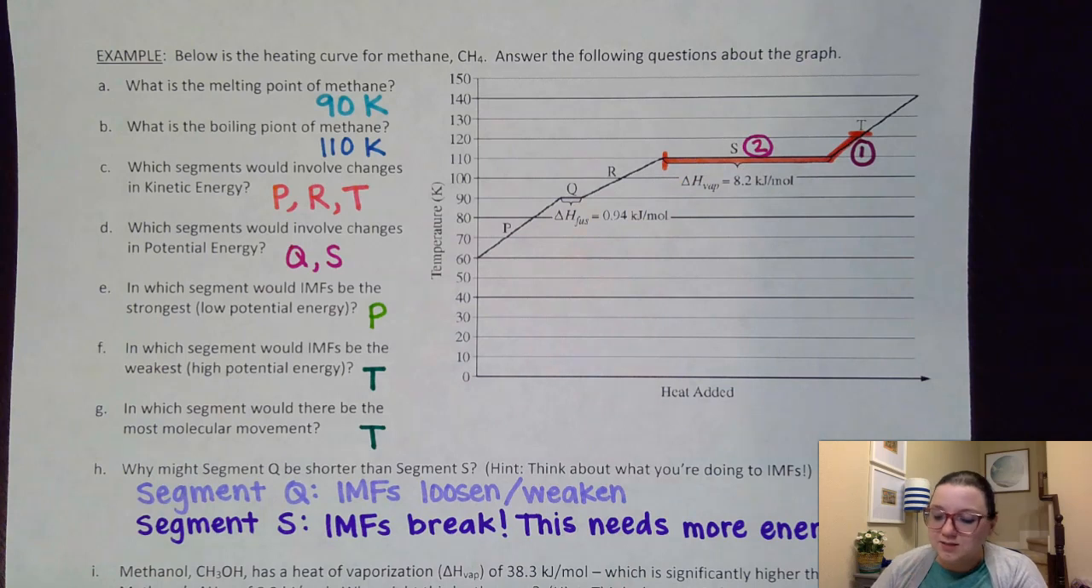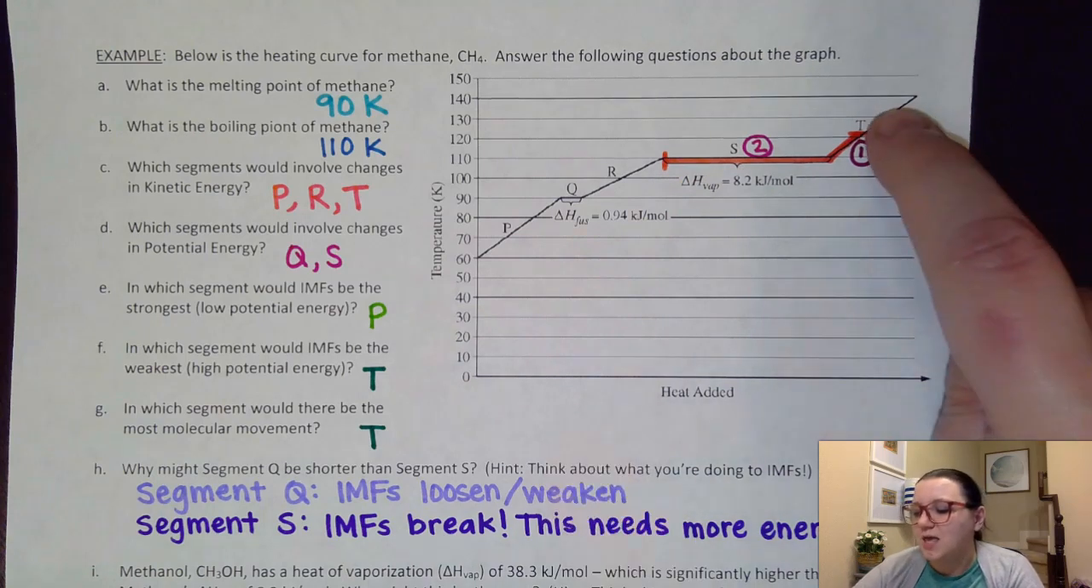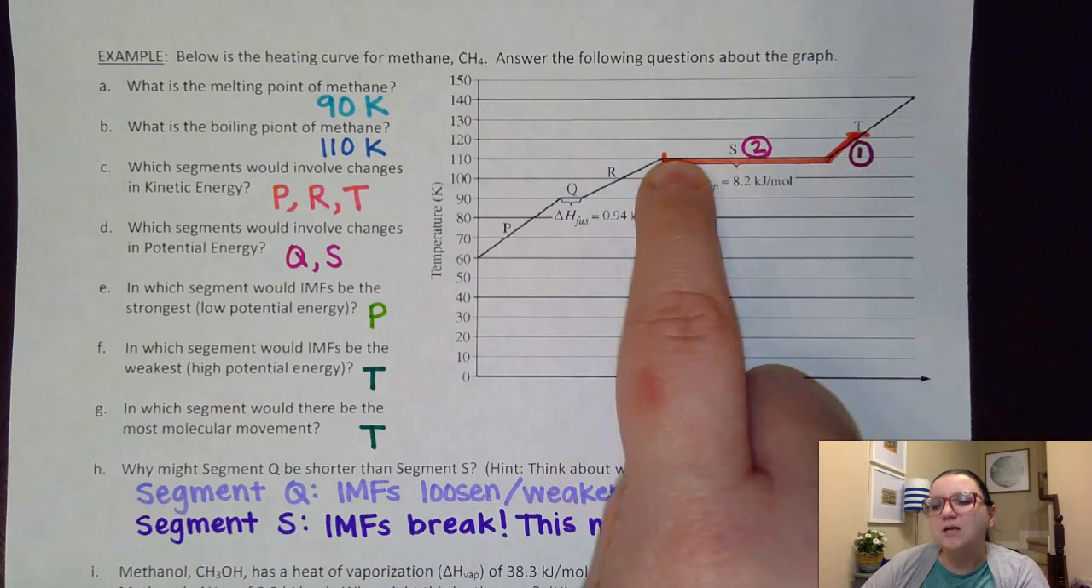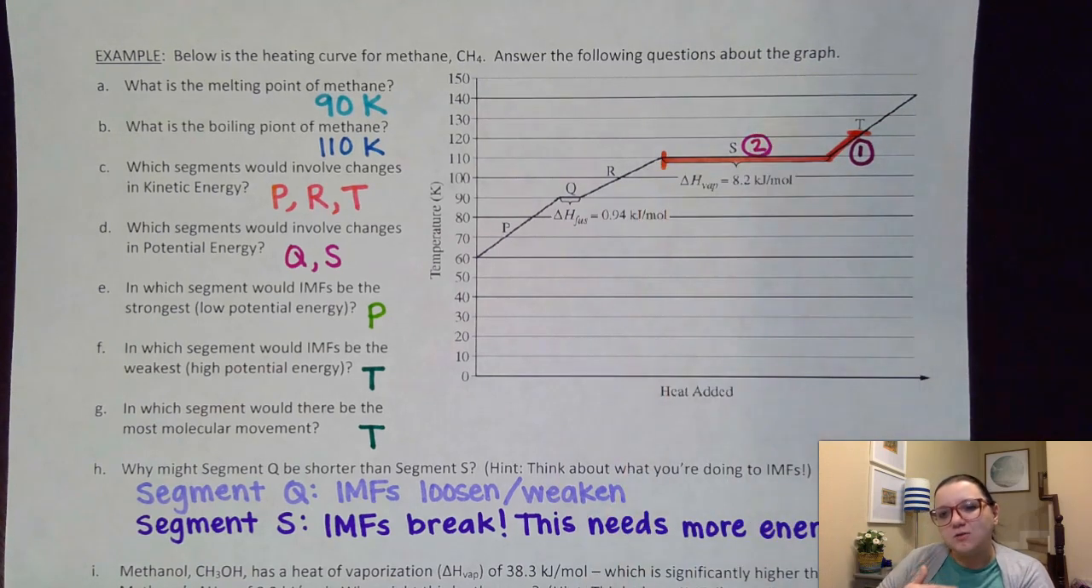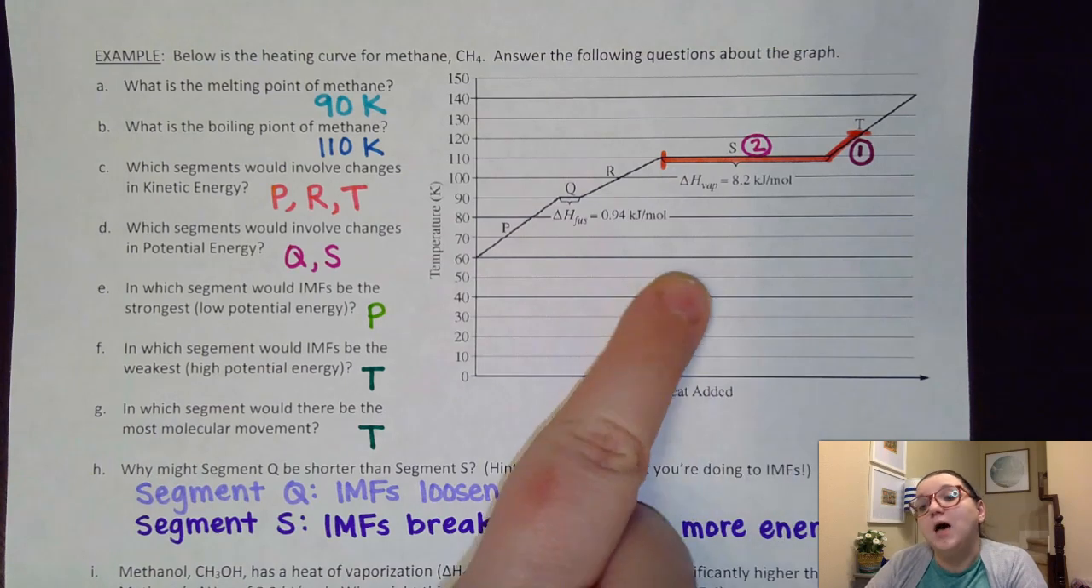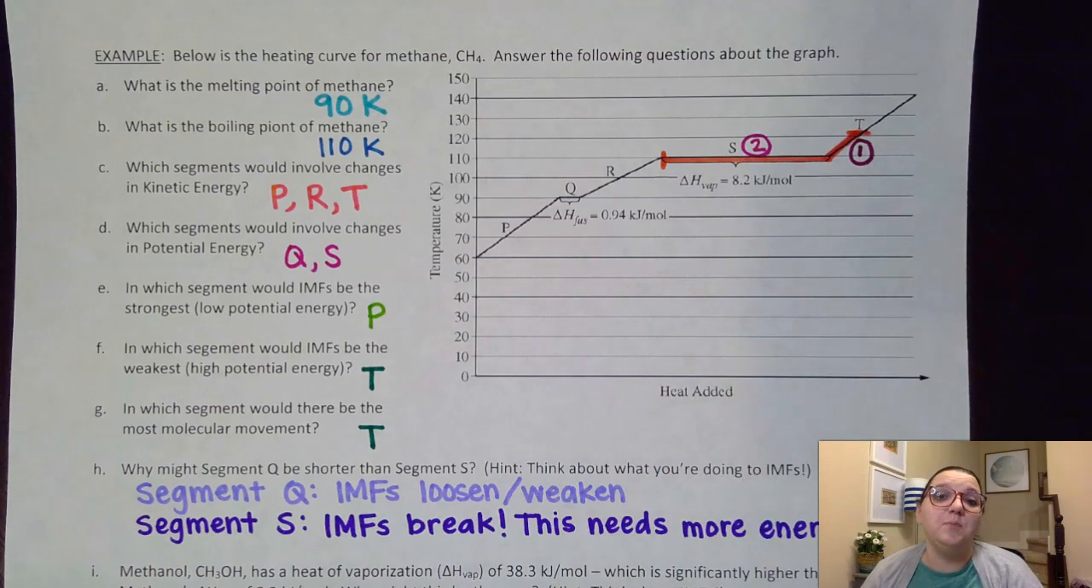Now, something else to keep in mind: I am working backwards. So if I'm going down the graph, then all of my heat changes should be negative because this is exothermic. If I was going up, then all of the heat changes should be positive and endothermic. So pay careful attention to those signs as we're setting up our problems here.